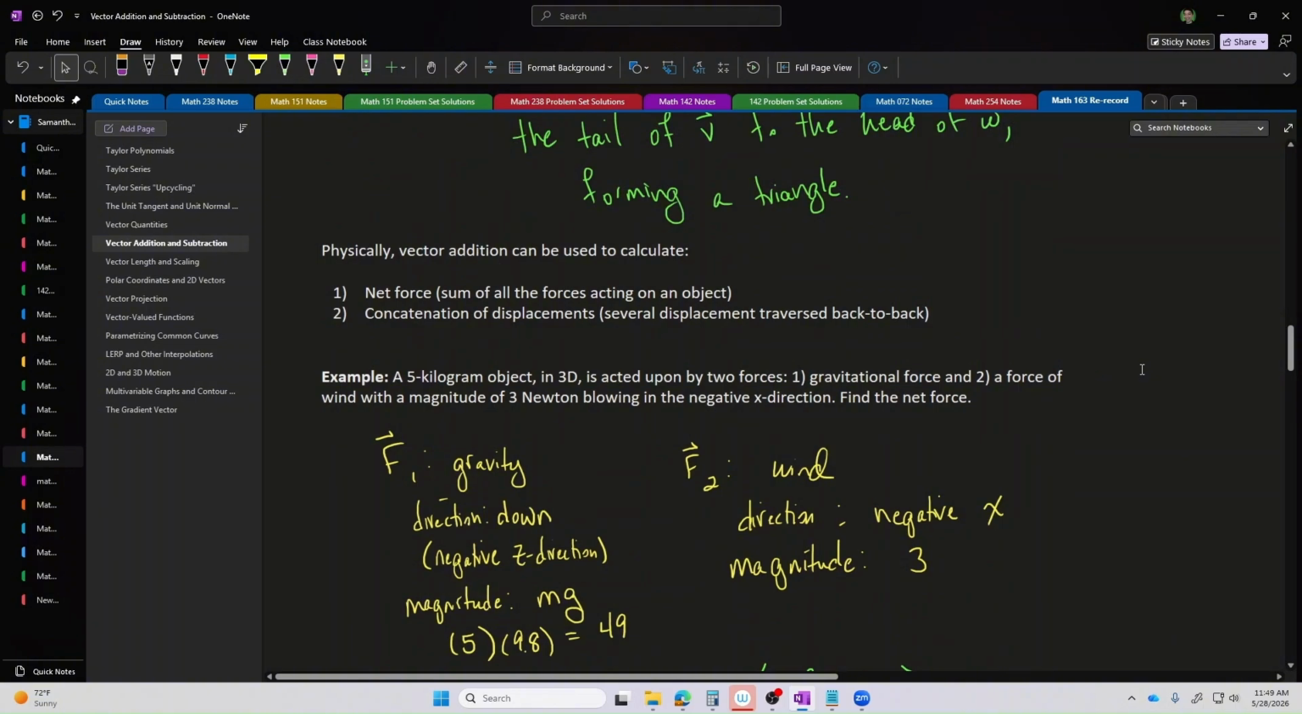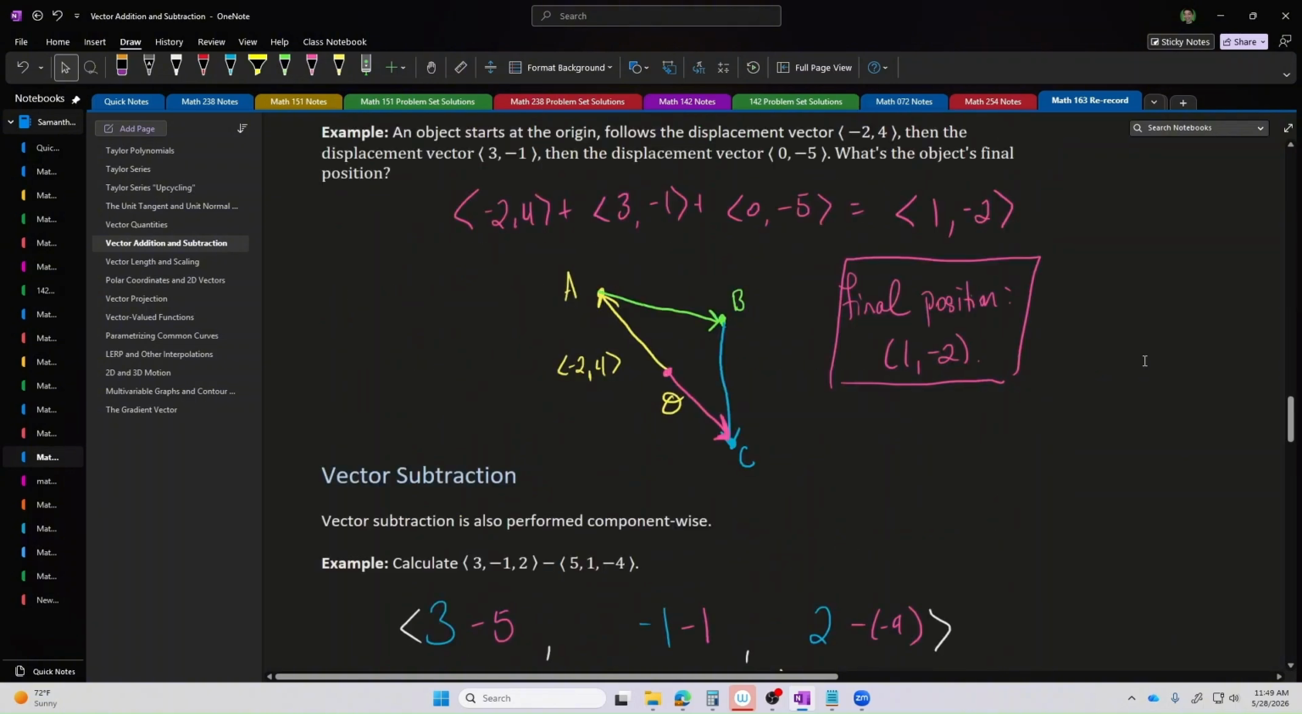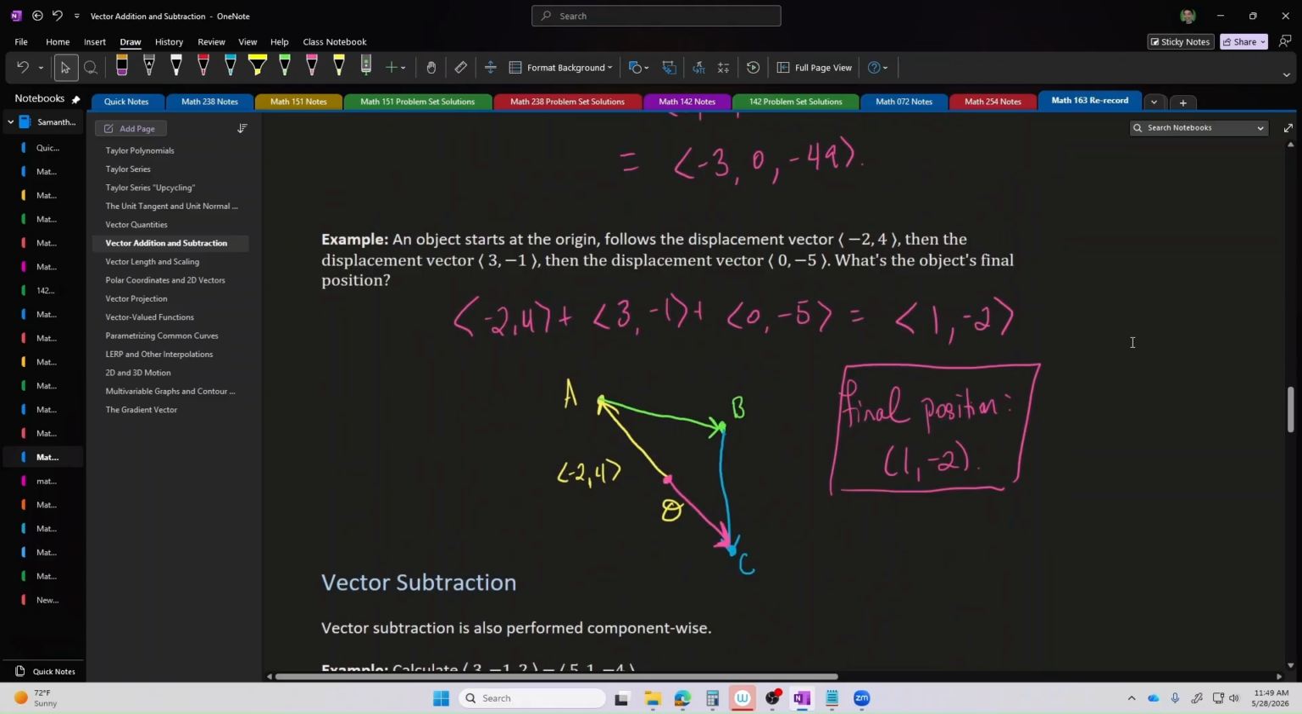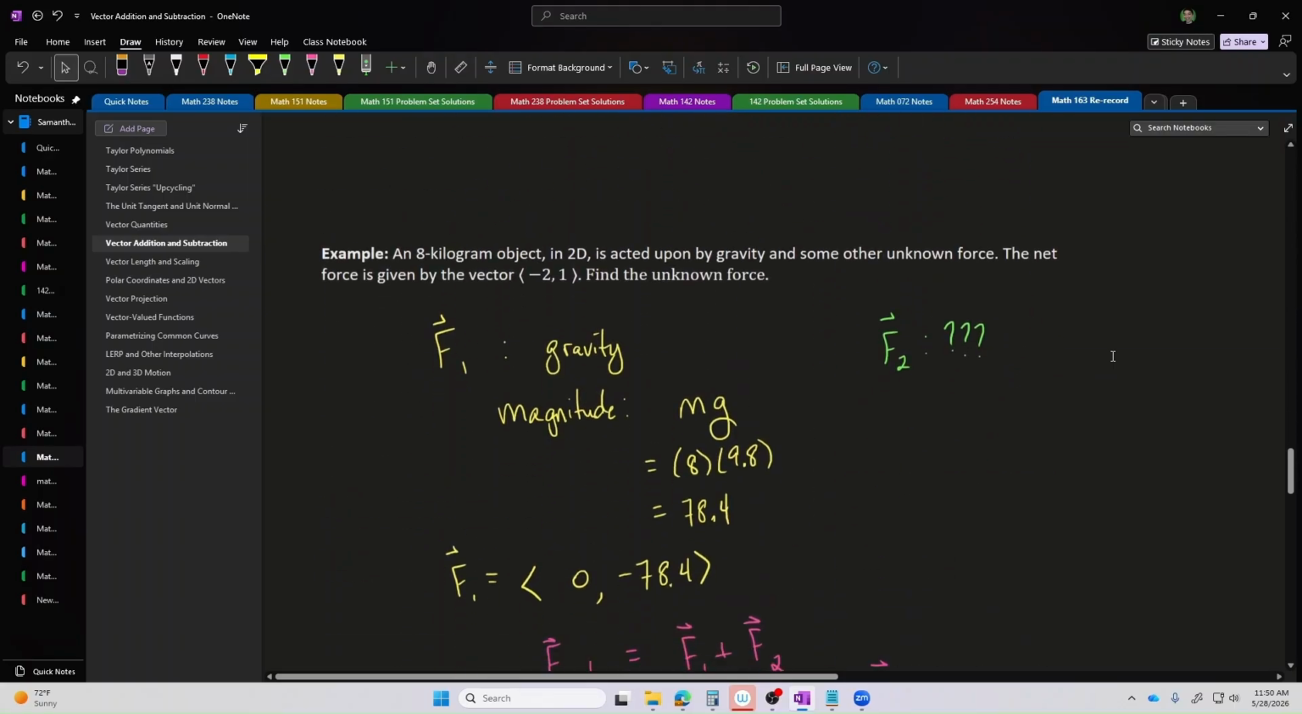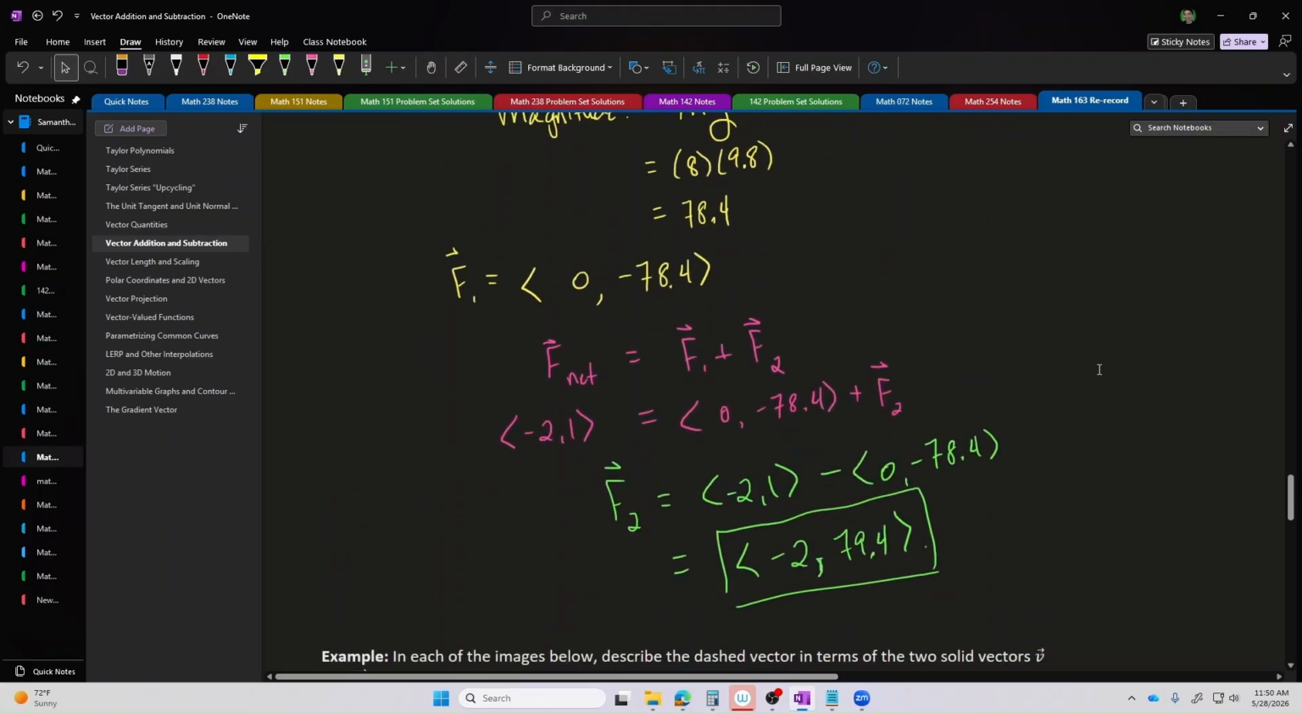Vector addition can be used to calculate net forces. It can also be used to make sense of taking several displacements and several movements back to back. And vector subtraction can be used to solve vector equations involving addition.